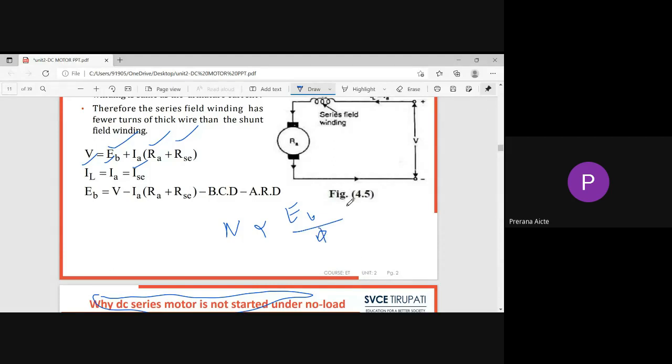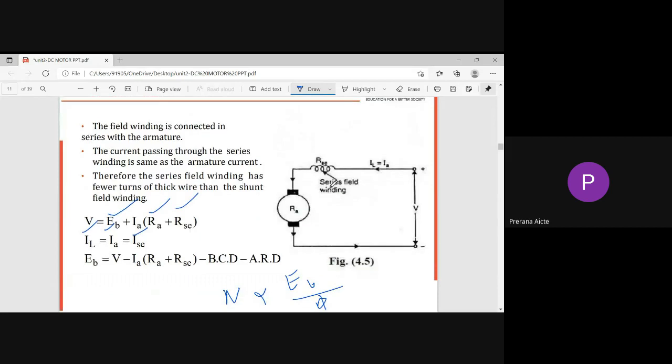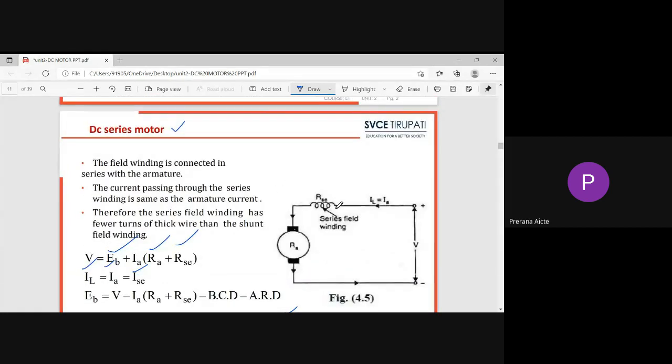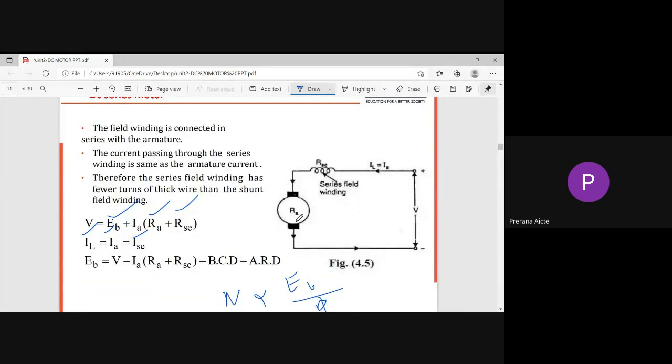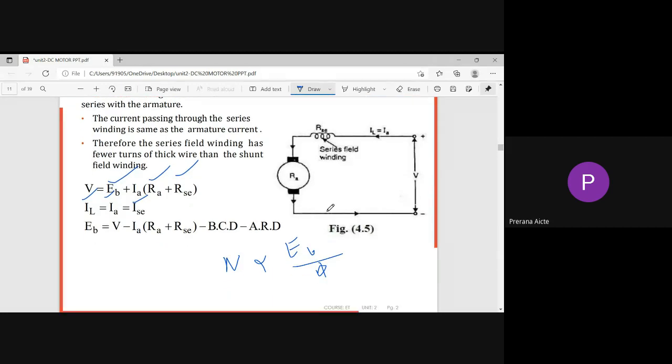So here IL is equal to Ia is equal to Isc, which means the flux produced in this field winding is proportional to the supply current. Suppose there is no load, the load current is very small. A small amount of current is drawn from the supply to overcome the no load losses, that is nothing but iron losses and rotational losses. Because of that, a small current enters the series field winding.